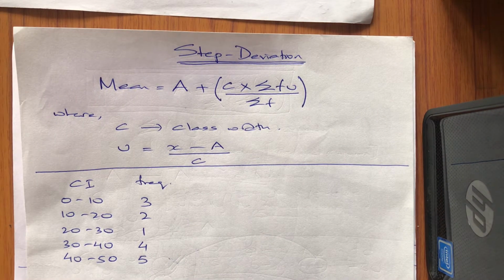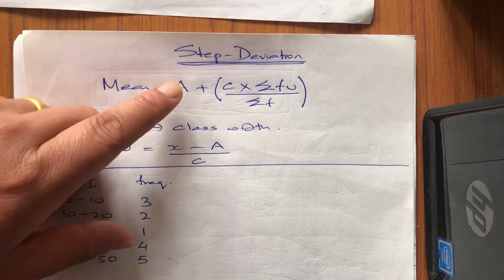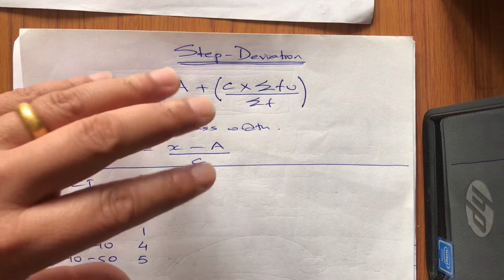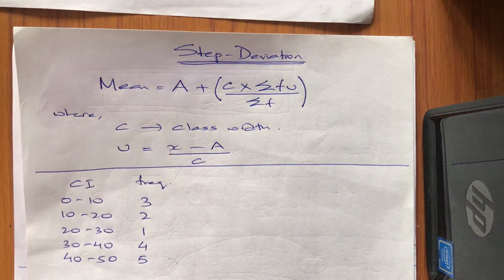Today's tutorial will be on the topic called step deviation. This is the method by which we can find the mean. This is the third and last method to find our mean. In the previous tutorials we discussed methods to find the mean using the direct method and the shortcut method. The direct method was the first method. Then we did the shortcut method, and now today we'll be discussing the step deviation method.